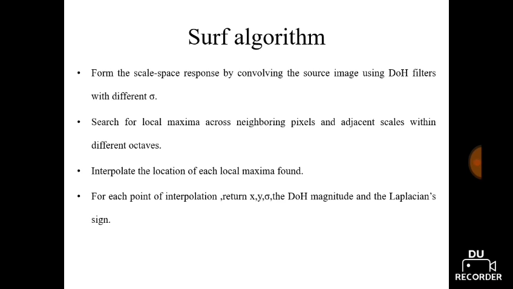Here I have described the SURF algorithm, where we form a scale space response by using filters such as DOH, and we find the local maxima along all the neighboring pixels. After finding all those local maxima, we interpolate those locations, and finally we return those values by using the DOH magnitude and the Laplace sign.